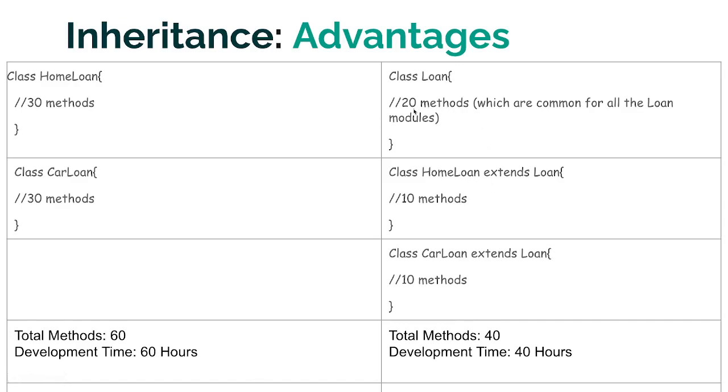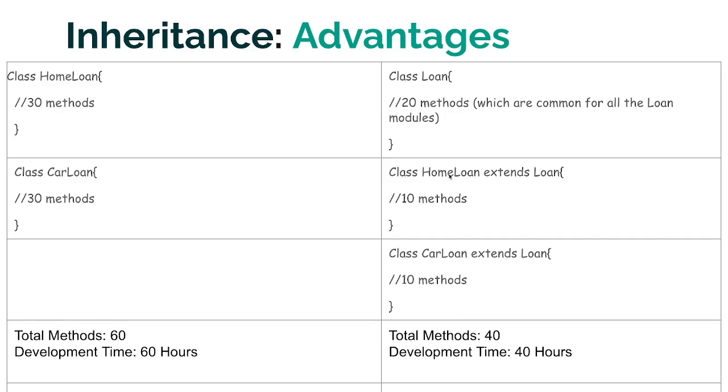On the other hand, let's create another class, class loan. You can assume this class loan is a parent class, and it has 20 methods which are common between these two classes, home loan and car loan. Both the car loan and home loan have 30 methods, and out of these 30, there are 20 common methods. So we create another class, called class loan, with these common 20 methods.